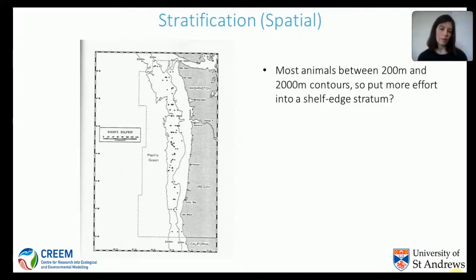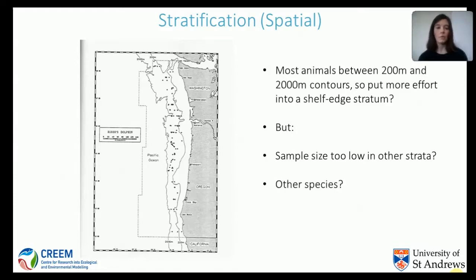So if you were designing a survey, the question would be, well, do I put more survey effort into that shelf edge and create a shelf edge stratum? But you have to consider, if you put too much effort into that one stratum, will you end up with too low a sample size in the other strata? And quite often people think about doing multi-species surveys. So in this case, what would happen to the other species? Are they distributed in a similar way or not?